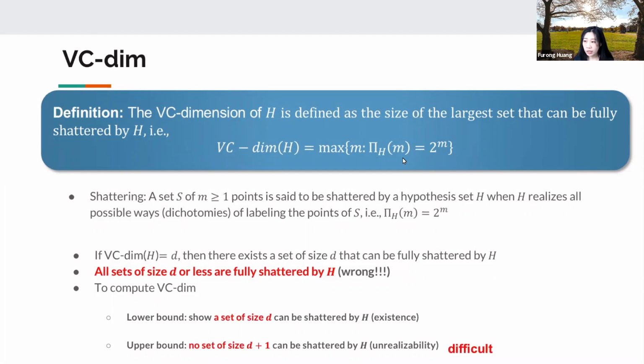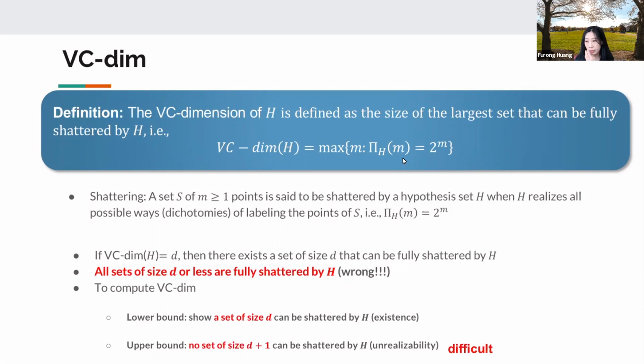So, is there any confusion so far? If not, then we'll see a few examples, showing how we compute the VC dimension using this lower and upper bound. Again, I want to emphasize the lower bound is that a set of size D exists that can be shattered by H, not necessarily all sets of size D. The upper bound is harder in some scenarios because it has to be that no set of size D plus 1 can be shattered by H.